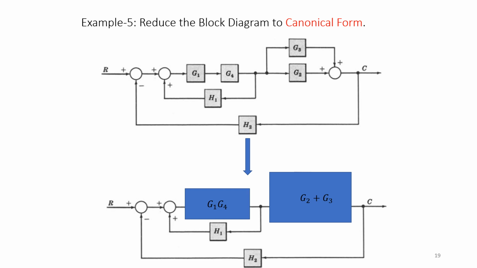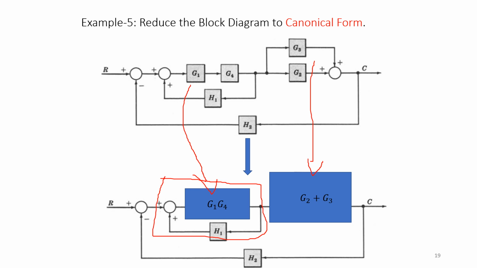So this cascade block is replaced with G1, G4, and these parallel blocks are replaced with a single block G2 plus G3. Now just identify what other simplification you can do. See, these two are not in cascade because I have a takeoff point here. So please identify here you have a feedback loop. So one forward path followed by feedback. So you can just replace this with your feedback loop gain.